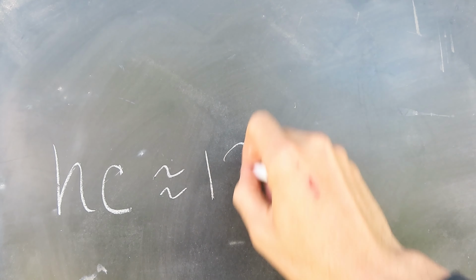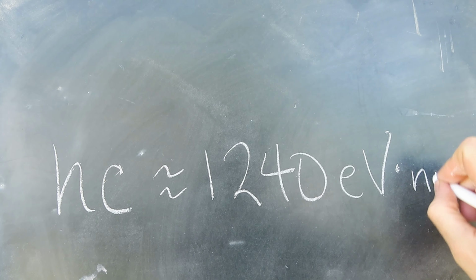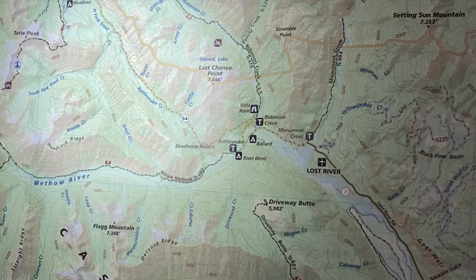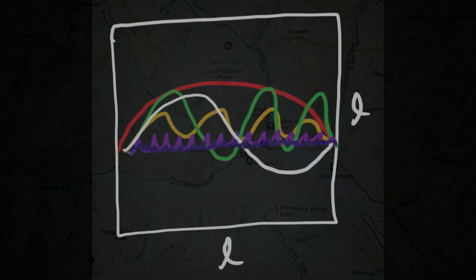Multiplied together, hc gave us a number, 1240 electron volt nanometers, that we were able to use to interrogate when quantum effects become important. We'll explore both of these ideas today explicitly in terms of light.